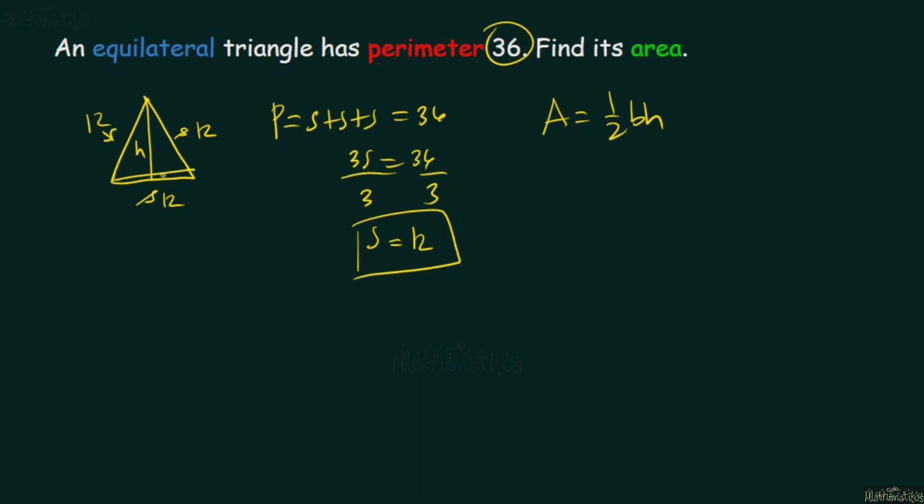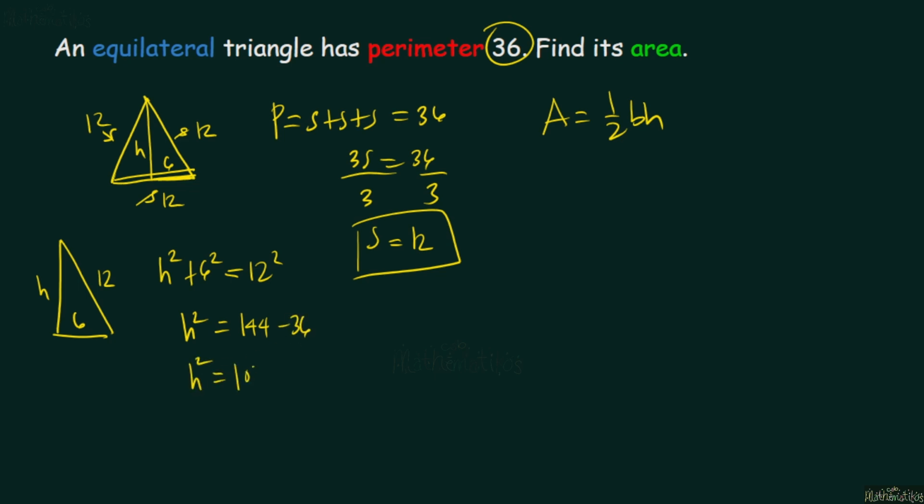So if this is 12, this side here must be 6. So we will redraw it here: 6, 12, and h. Using the Pythagorean theorem to solve for the height, we have h squared plus 6 squared is equal to 12 squared. So h squared is equal to 144 minus 36. This gives 108. So square root both sides. So the height is equal to the square root of 108.